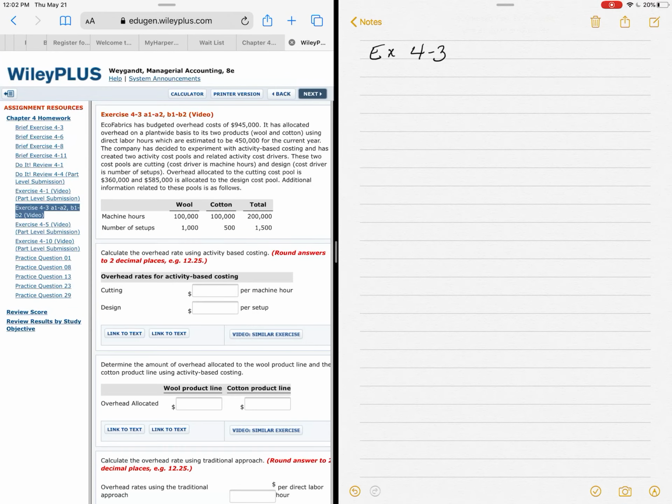Let me walk you through one of these homework problems where they take a look at both traditional base costing and ABC costing so you can see the difference as well as see how it's applied to multiple areas and multiple products. In exercise 4-3, we go through first activity based costing.